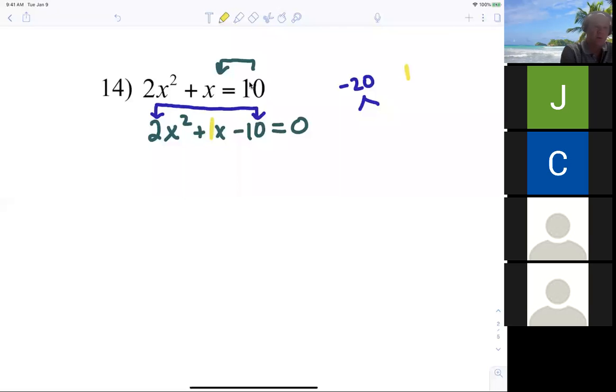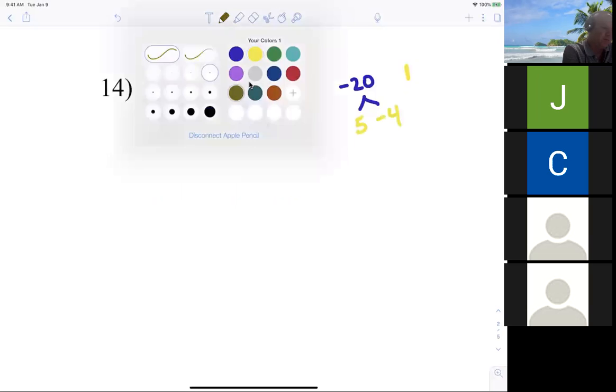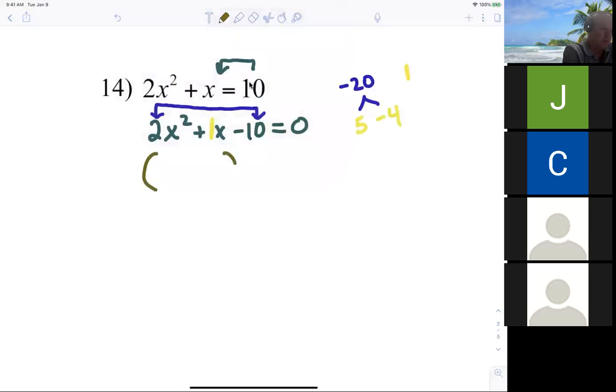So are there factors of 20 that equal 1? And the answer is yes. You could do 5 and negative 4. All right, so we know it can factor. I don't feel like doing the quadratic formula if I can factor, okay? So now we're going to set this up as factoring. So 2 sets of parentheses. How do I make 2x squared? 2x and x. Now remember, we're looking at the factors of 10, 5, and 2. So the question is, where does the 5 and where does the 2 go?